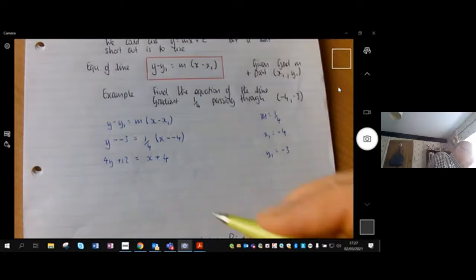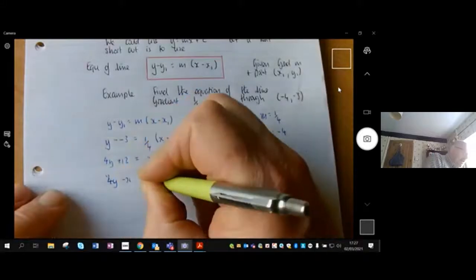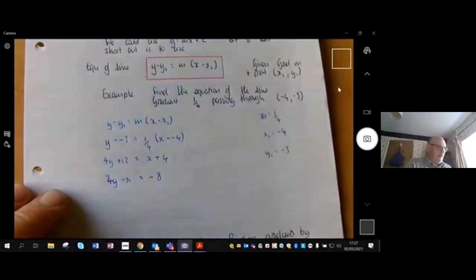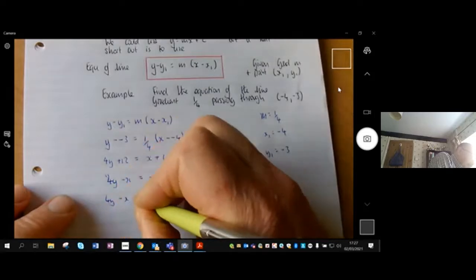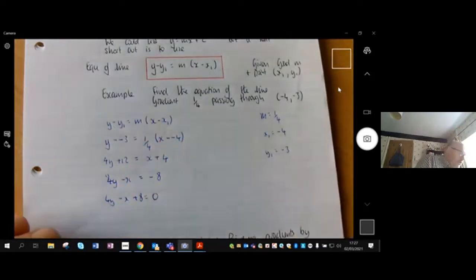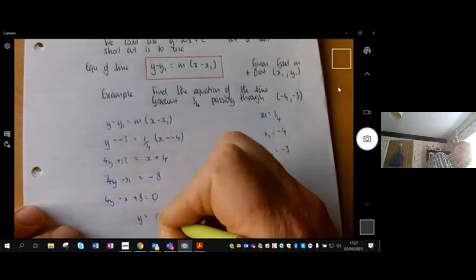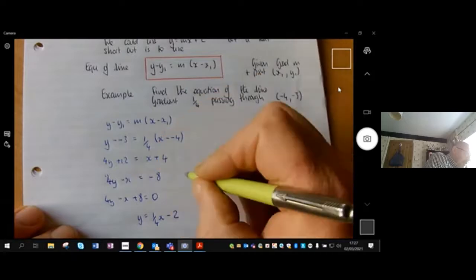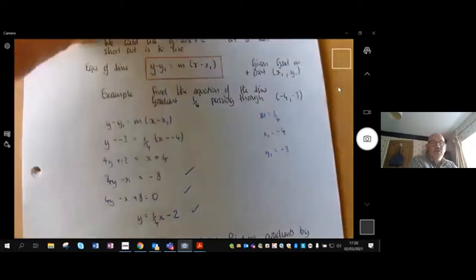So we could say 4y minus x equals -8. Or we could say 4y minus x plus 8 equals 0. Or we could say, I've got to be careful now in my head, y equals 1/4 x minus 2. And all three things are rearrangements of the same thing. Just check the question, what forms you want, and off we go.